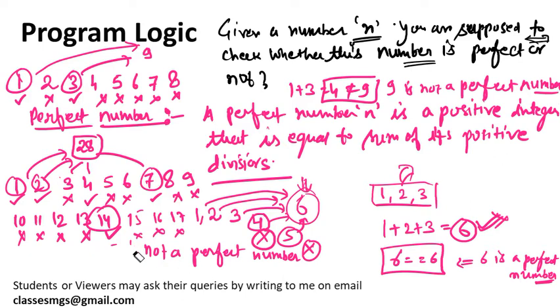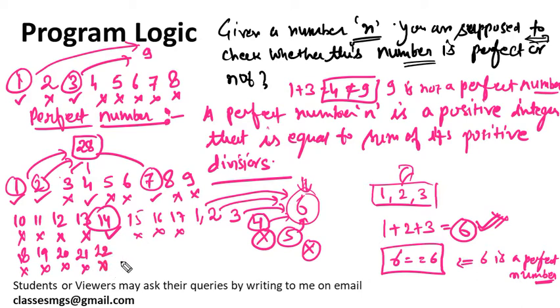Up to 27 we need to check. Any number that is dividing, we need to add, and the sum should be equal to 28. Now let's continue: 18 is not dividing. 19 is not dividing. 20 is not dividing. 21 is not dividing. 22 is not dividing. 23 not dividing. 24 not dividing. 25 similarly not dividing. 26 not dividing. 27 not dividing. Up to 27 we need to check, because 28 we need not check.